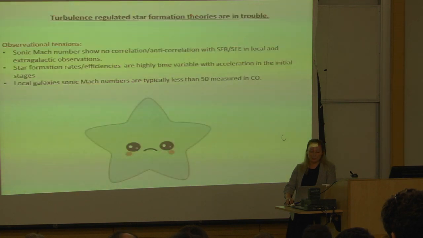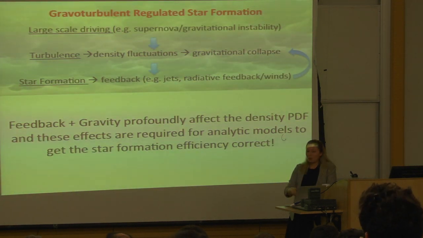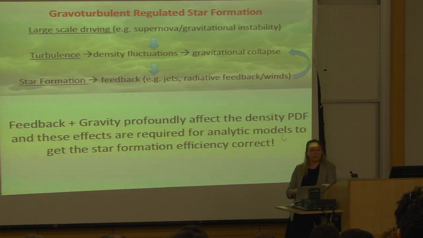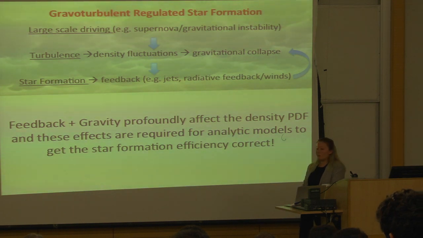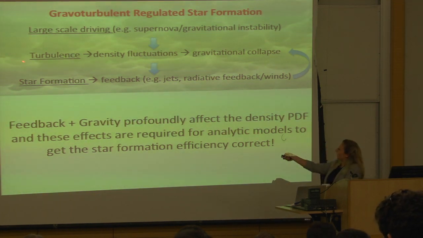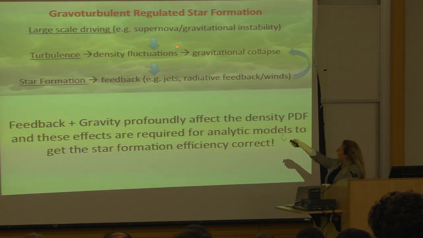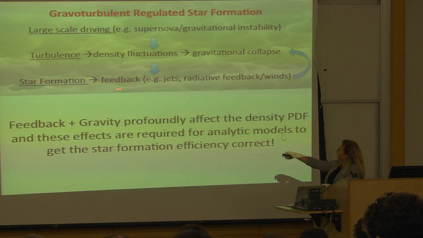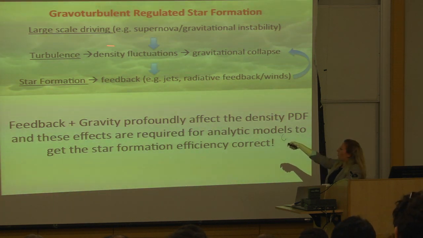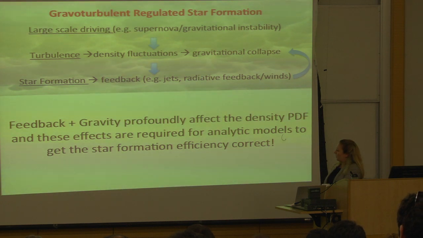What can we add to turbulence here? This is just to say that there's some tension here with these models. Well, we can go back to our cartoon, right? So the physical problem that we set up here of this turbulent regulated star formation, let's go back to the drawing board a bit and look at what we missed, perhaps. Well, we really only got to this line, right? And we didn't actually include anything about gravitational collapse or feedback, right? We only got to the density fluctuations in this picture.